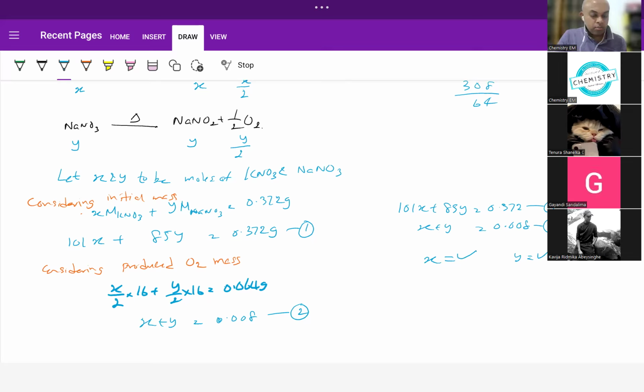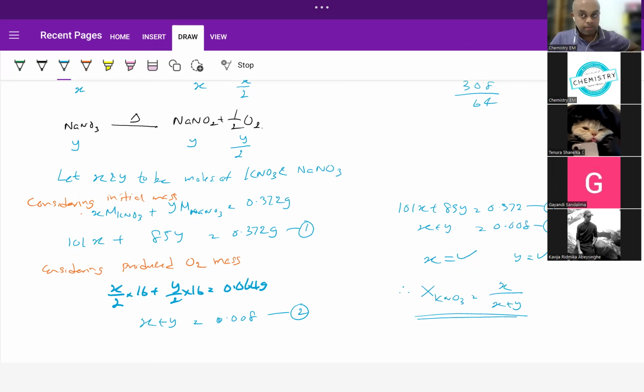We have been asked the mole fraction of KNO3. So the mole fraction X of KNO3 is equal to x divided by x plus y. You know mole fraction, right? So this is how you can find this one.